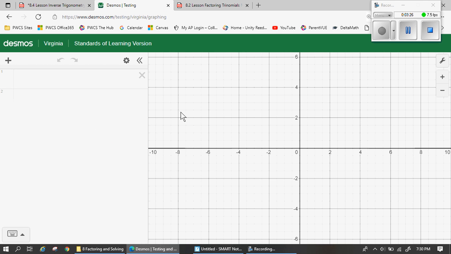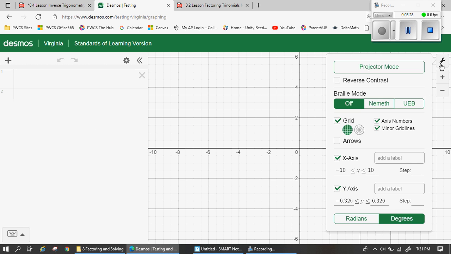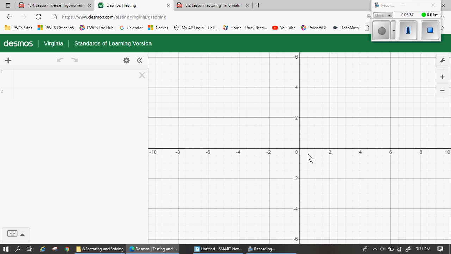So if you go to Desmos, first thing you're going to want to do is click that wrench and make sure that the word degrees is highlighted. There are two ways to measure an angle. We're dealing with degrees. If you're not in the correct mode, then you'll get a wrong answer.